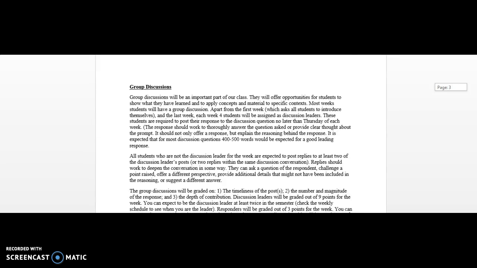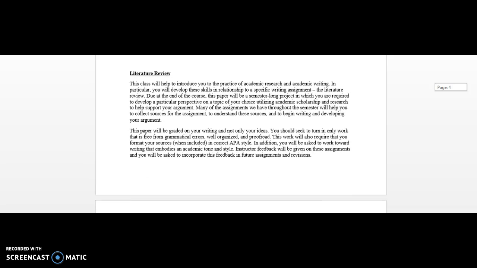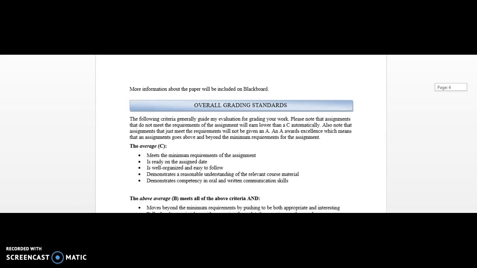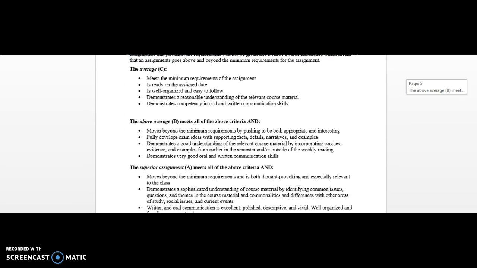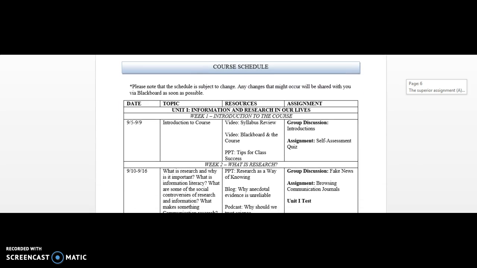But this will give you an idea overall about how I'll grade and how the assignments will be used in the class. So please take a look at that. Pay attention to the standards, grading standards. And then the course schedule will be here.